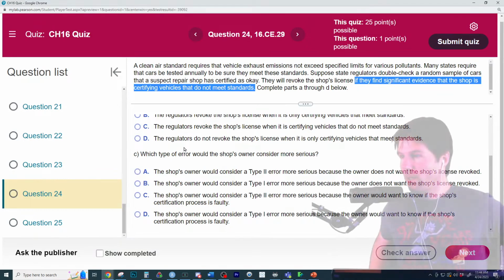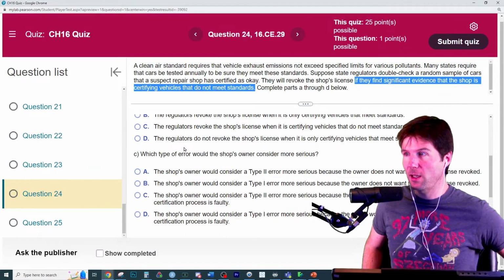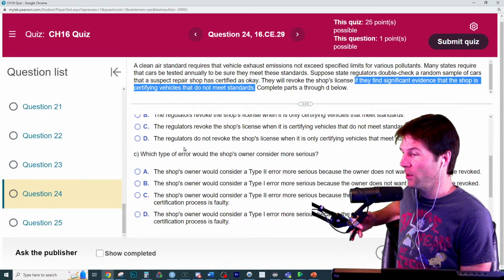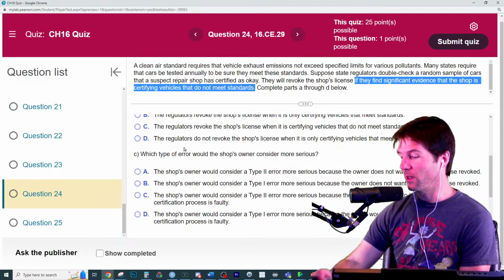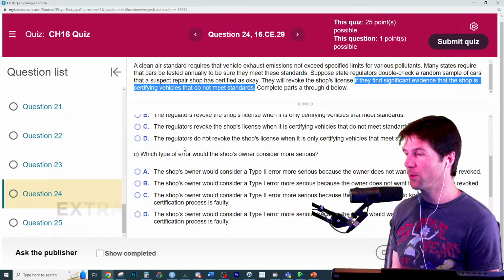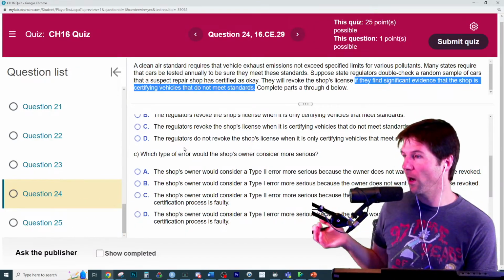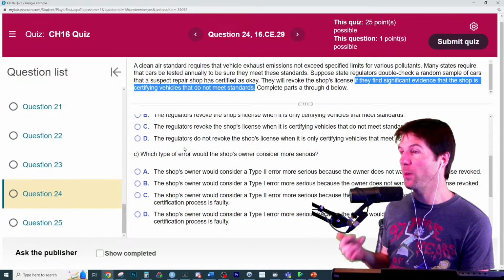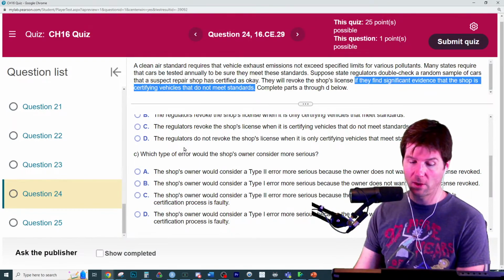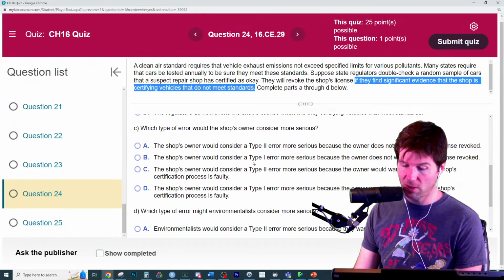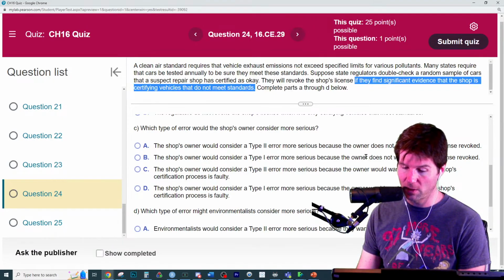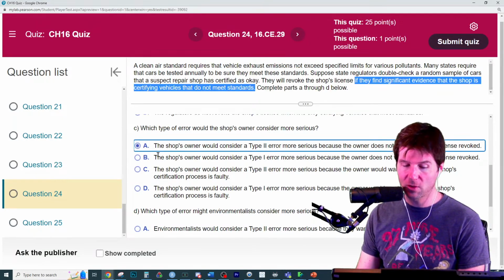Well, this is a great question and really points to something which I should highlight more. Type 1, type 2 error is only context. Great job, Jackson, right there. The context of a type 1, type 2 error really depends on who you are. The shop would probably love it if they made a type 2 error where they get to keep their license. People on the road are going to hate the type 2 error, though. The owner of the shop would consider a type 2 error more serious because the owner does not want to have their license revoked. I think so.